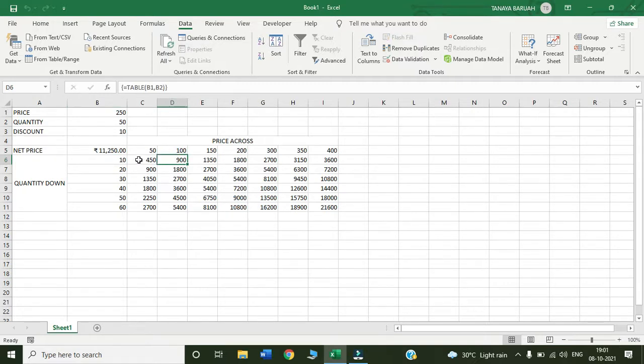So these are the net prices that you have to pay to the shopkeeper when the price and the quantities are different at different stages. But the discount percentage will be the same, 10%. If you want to alter the discount percentage, you will have to change it in this cell, but that will be the same for the entire table.